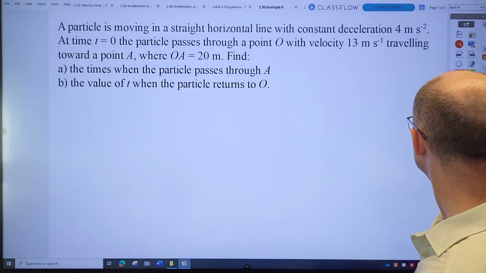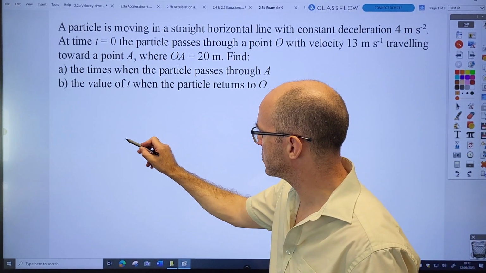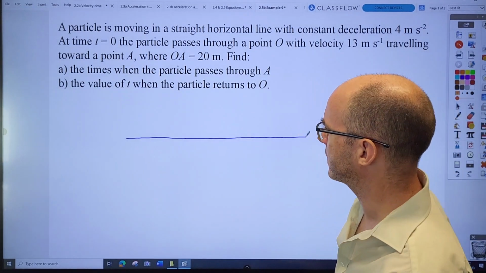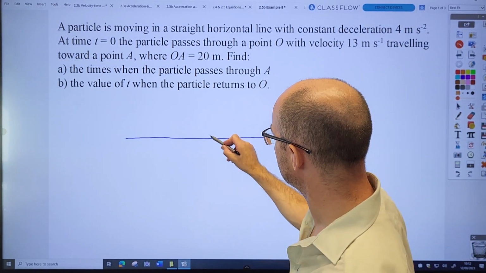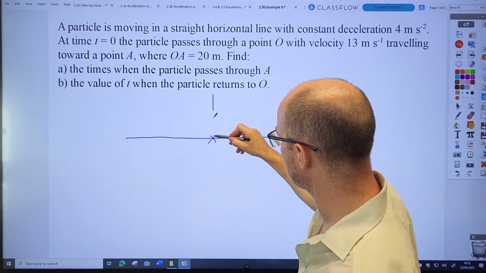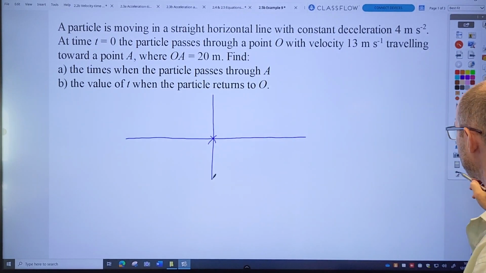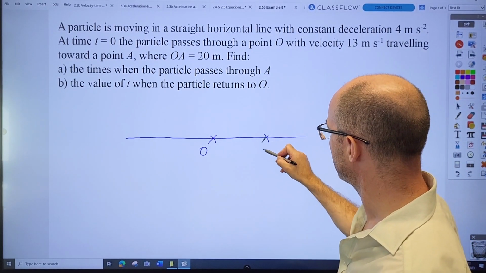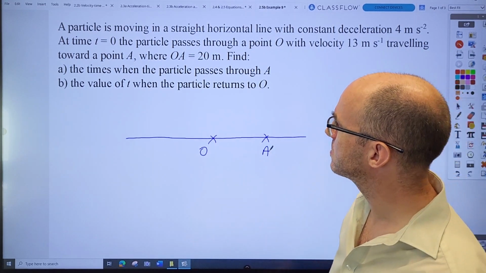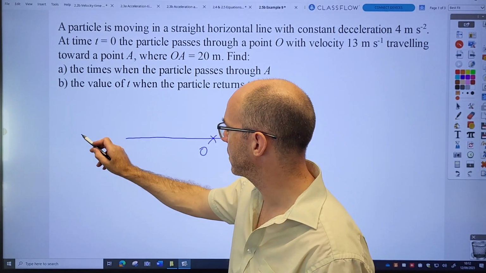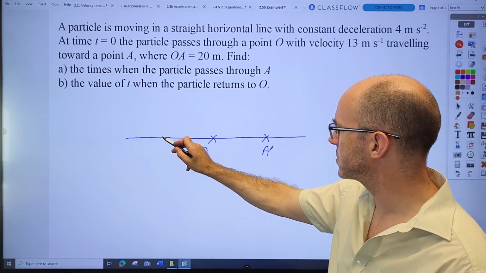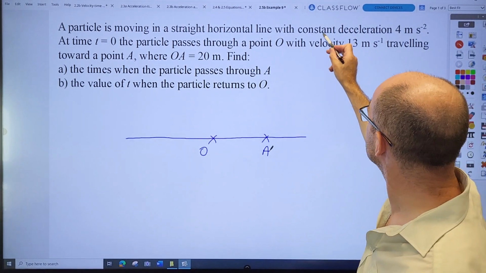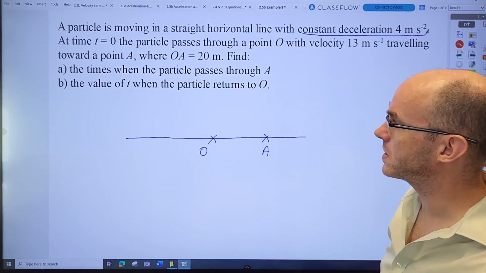Let me just set this up for you. Try and imagine that this is a horizontal axis, call it the x-axis if you want, and that the origin is, say, there. Obviously, this is what the axis system actually looks like, but you don't need the vertical scale. And point A is just somewhere there. What's happening is this particle is moving in a straight line, and it's moving in this direction here. It's got a deceleration of 4 meters per second squared.